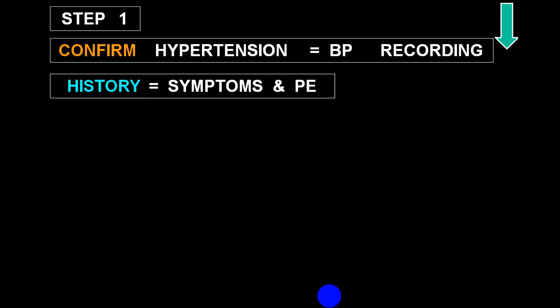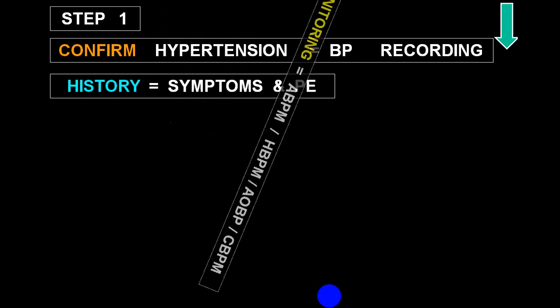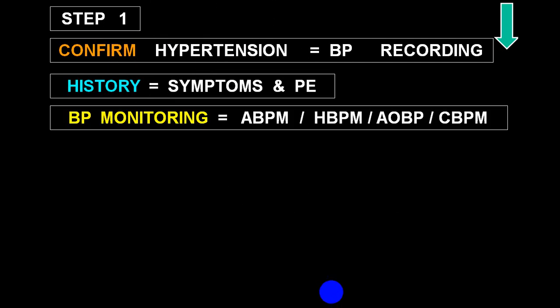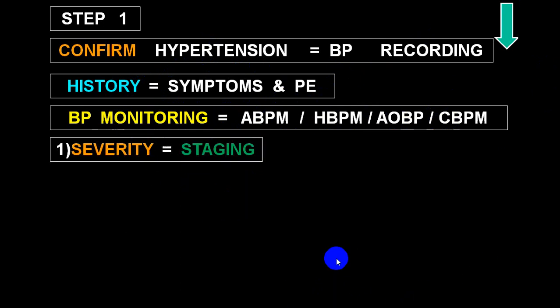History and symptoms will help you to suspect primary and secondary. And do physical examination, cardiovascular system examination, etc. Depending upon what is your suspicion, you should do ambulatory, home, office, or clinical blood pressure monitoring. Best is ambulatory blood pressure monitoring. Try to measure by that. It will help you to identify many conditions.